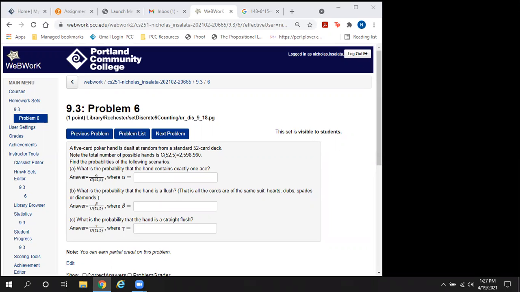From the remaining 48. Why is there 48 cards remaining? Because those are all the non-aces, right? Because you have to have exactly one ace. You can't have more than one ace, right? So there's 48 non-ace cards remaining in the deck, and you're picking 4 of them. Yeah, very nice.